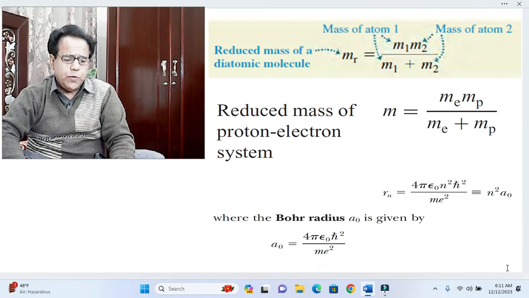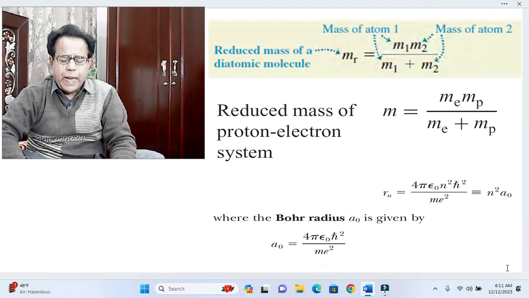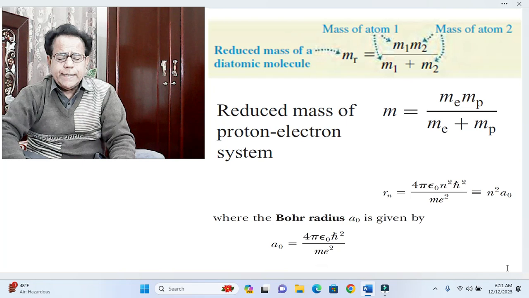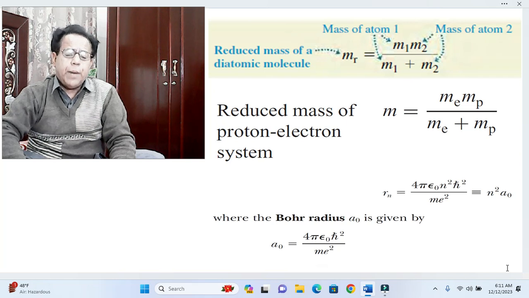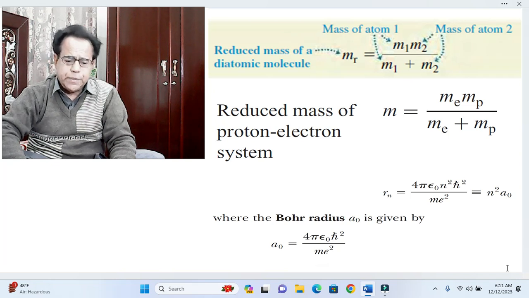Reduced mass of proton electron system, m equal to m_e m_p over m_e plus m_p, where m_e stands for the mass of electron and m_p is the mass of proton. That is, mass of electron into mass of proton over mass of electron plus mass of proton.